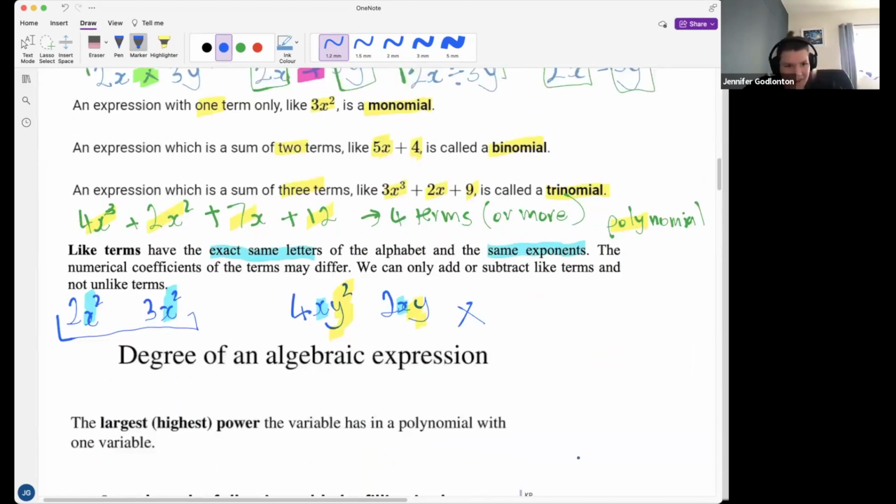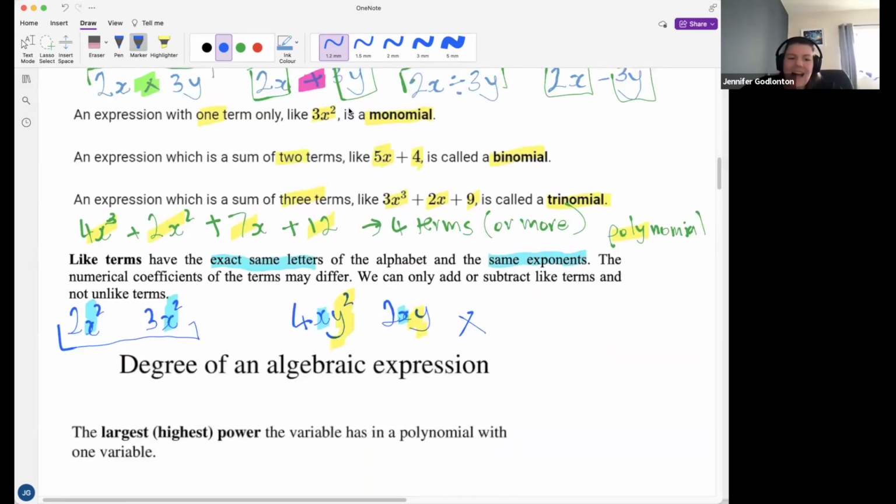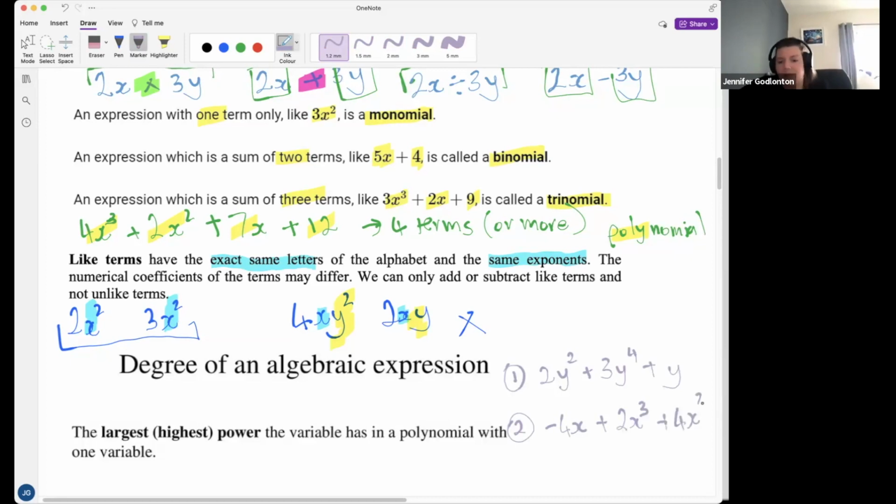So last part, the degree of an expression is the highest power that the expression has. So let's write a couple as a little test. Let's say with question 1, let's write 2y to the power of 2 plus 3 to the power of 4 plus y. Okay, and then let's say negative 4x plus 2x cubed plus 4x squared. Okay, so let's look at those two questions.